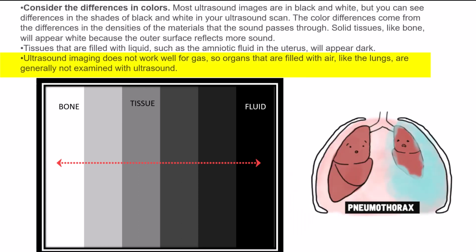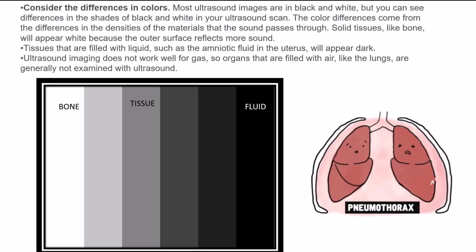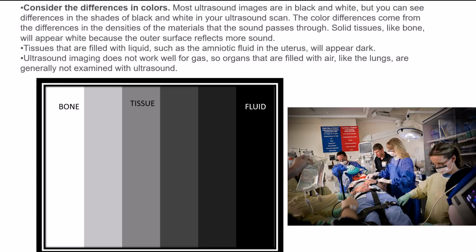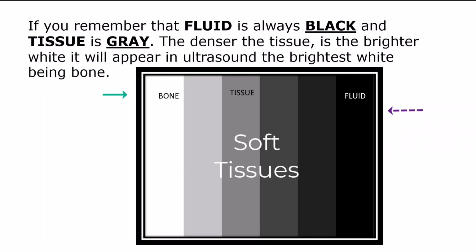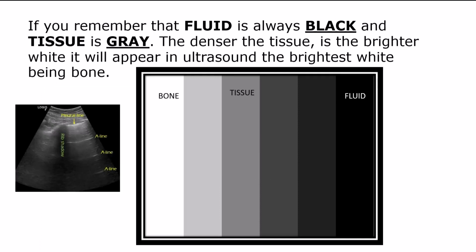Notice that ultrasound imaging does not work well with gas, so organs that are filled with gas or air, like the lungs, are generally not examined with ultrasound unless we're looking at an emergency situation. That is why we always get a combination of a portable chest X-ray and a FAST scan in the emergency room. When examining an ultrasound, remember that fluid is always black and tissue is gray, and the denser the tissue is, the brighter white it will appear in ultrasound, the brightest white being bone.